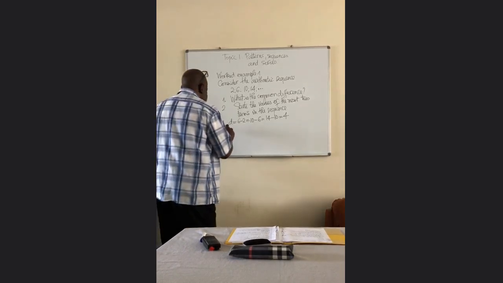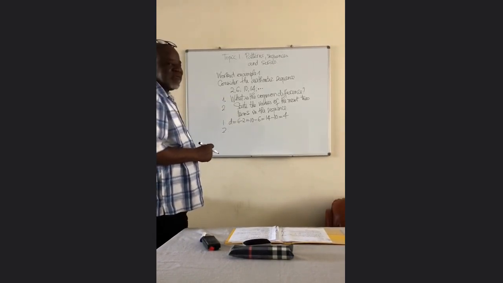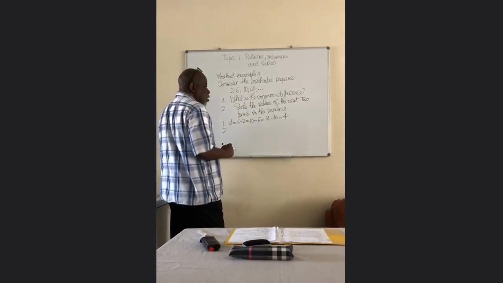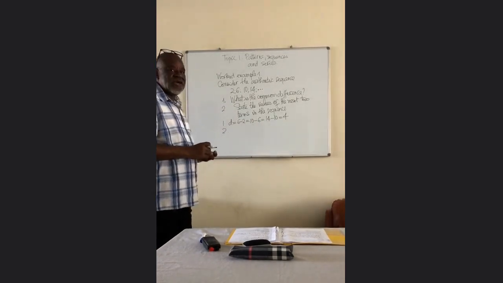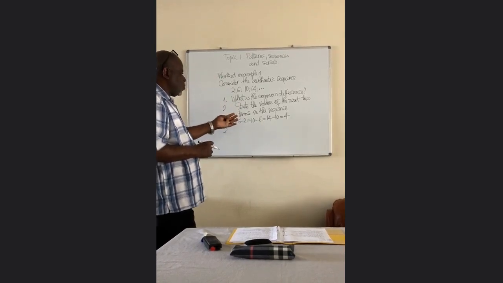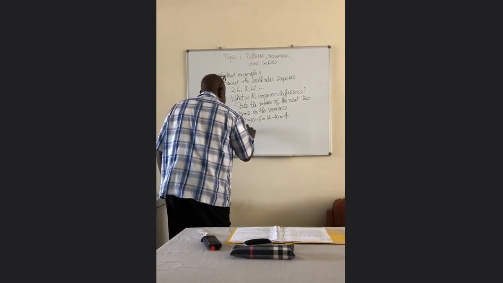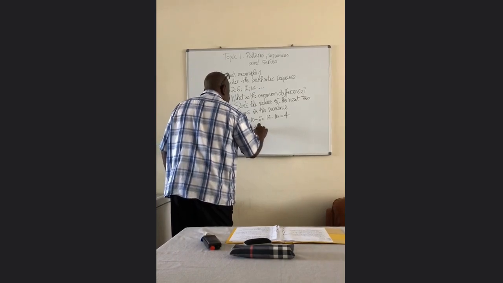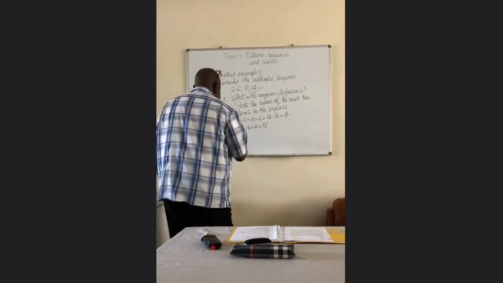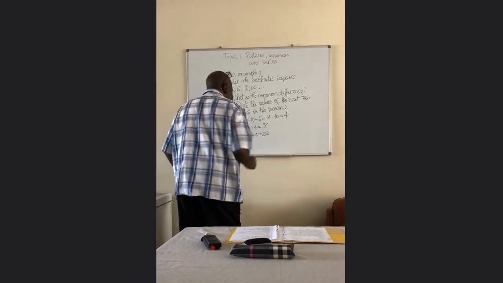And the second question is: state the values of the next two terms in the sequence. The last term here is 14, which is in position 4, so it's T4. They want us to get T5 and T6, the next two terms in the sequence. So T5 will be equal to 14 plus 4, which is 18. And T6 will be equal to 18 plus 4, which is 22.